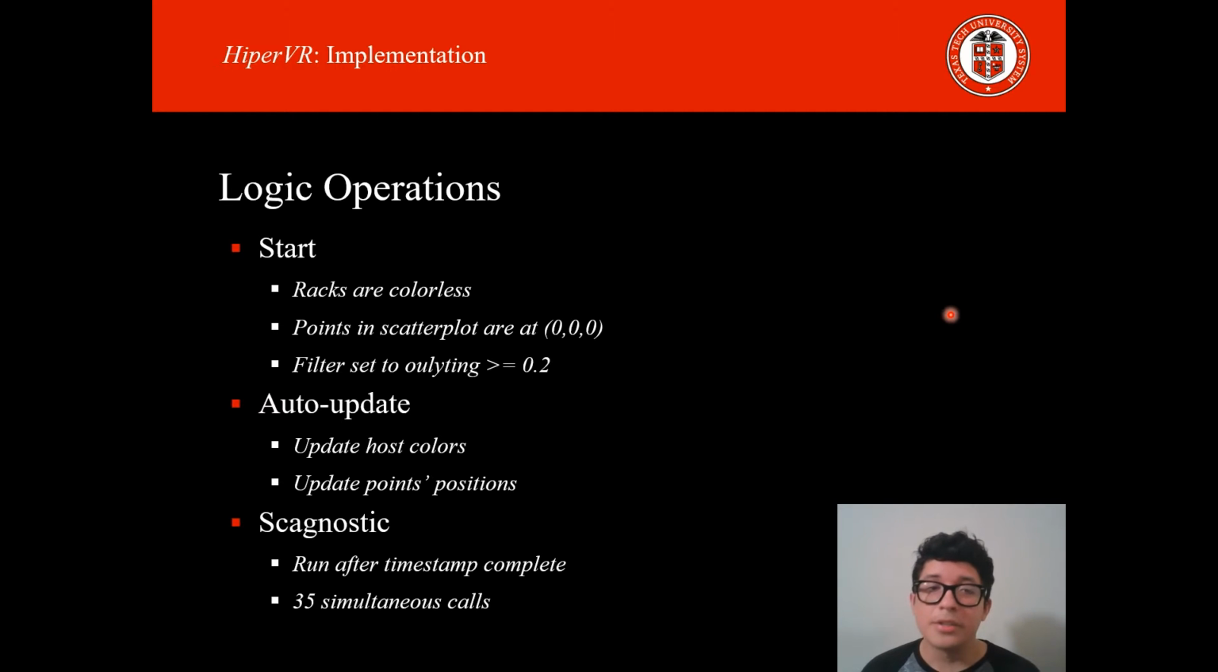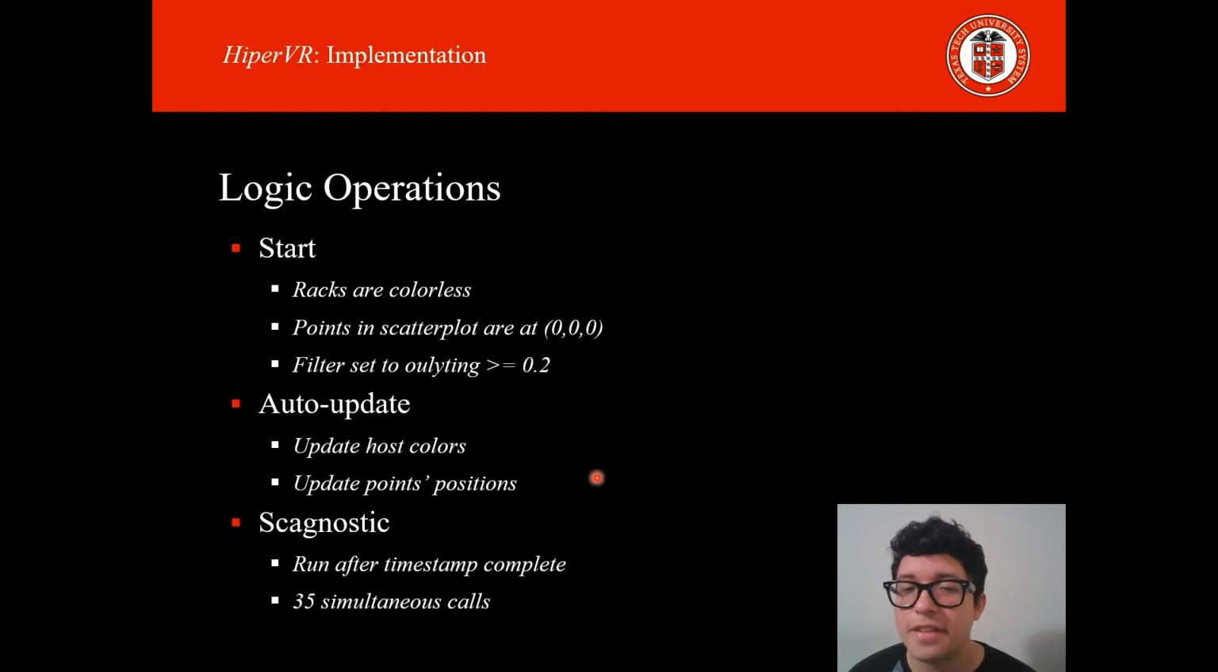Whenever the timestamp changes, it has to update all of the host colors and all the point positions every time. That is quite intensive, especially for the 3D scatterplot matrix. But that's definitely going on in the browser. Everything's in the browser.